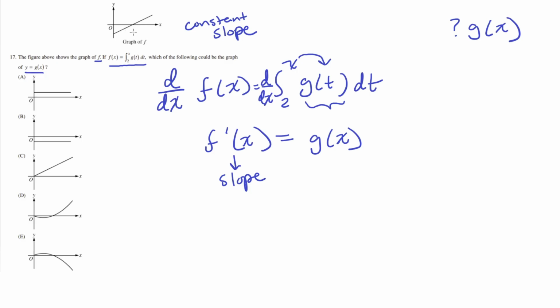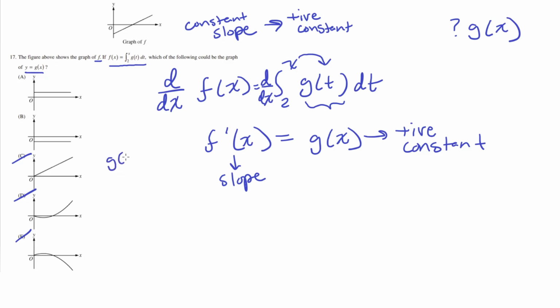And we see here that the slope of f of x is a positive constant. So that means g of x is just an equation that equals a positive constant. So immediately we can rule out C, D, and E, because C is a linear equation, not a graph that is a positive constant. We need a graph that looks something like g of x equals 4 or something, a positive constant. This would just be a horizontal line.